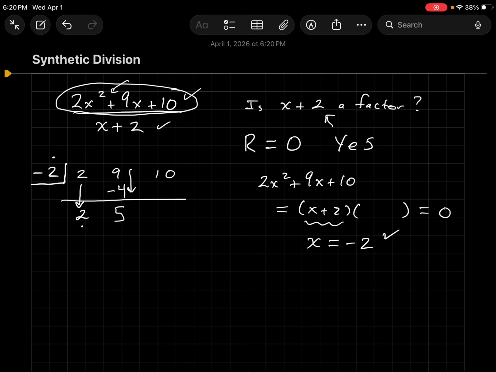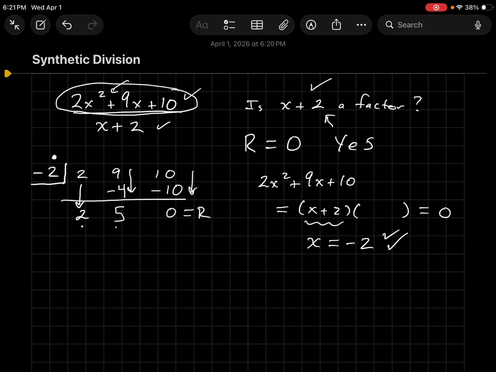We're going to repeat. Take our potential solution, negative 2, multiply by 5. We'll place it right here, and then we'll add. And we get 0. This is our remainder. Since our remainder is 0, it tells us that x plus 2 is indeed a factor, and x equals negative 2 is indeed a solution or a root or a 0.